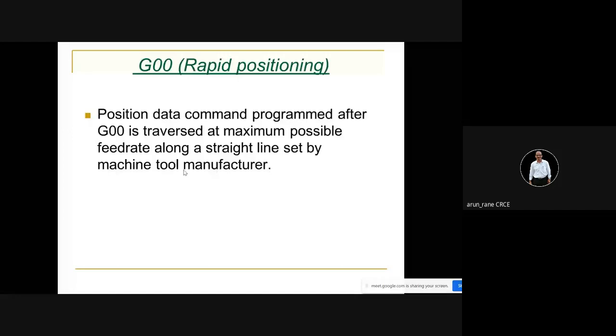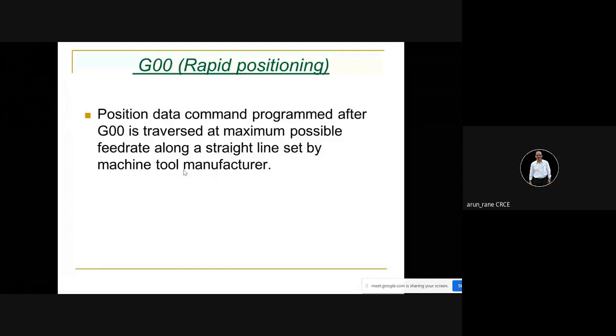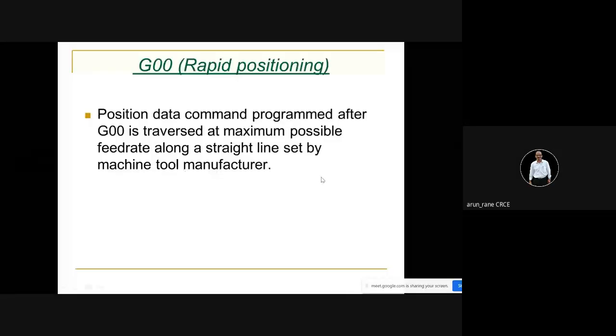So this is an idle motion, idle, not ideal, idle motion. So idle motions are always represented by G00 in order to save the time. So what happens in G00? The tool or the slides move at the very maximum or very highest speed rates. Highest means 10,000 millimeter per minute, that is 10 meters per minute, or sometimes even 15 meters per minute.